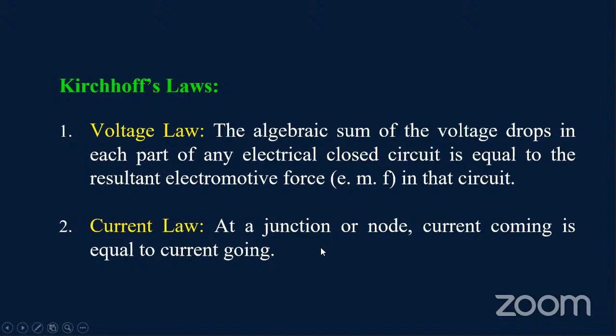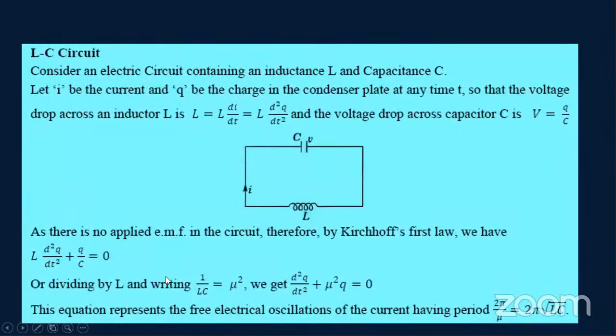For these LC circuits or any circuit, the interconnection of simple electric devices in which there is at least one closed path for current to flow is called an electric circuit.